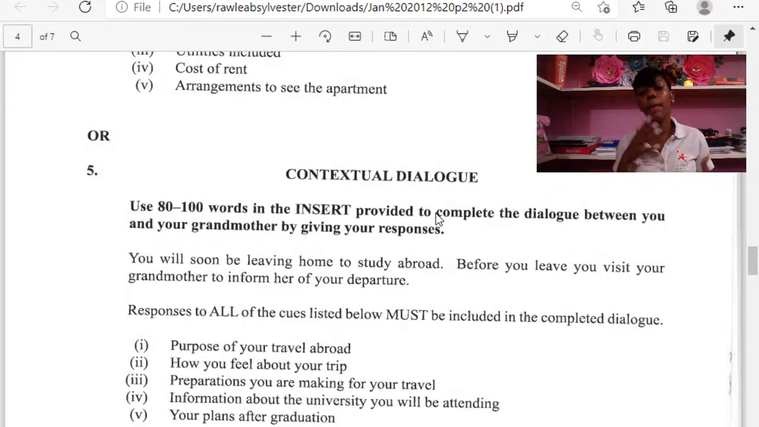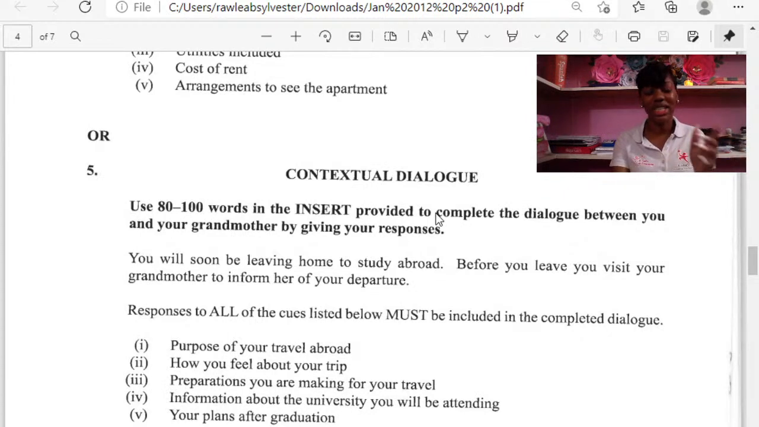Just like the letter, make sure you answer the clues. Pay specific attention to the clues. Also, what I want you to remember is that the contextual dialogue is a dialogue. So we need to have 2 people talking. It's not a monologue. It's not like your letter where you only have one person talking.